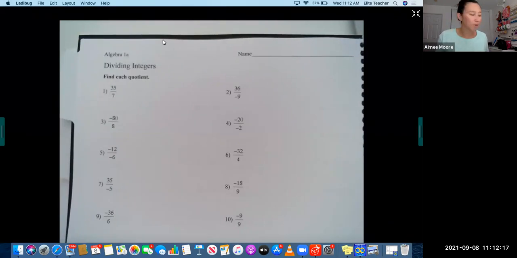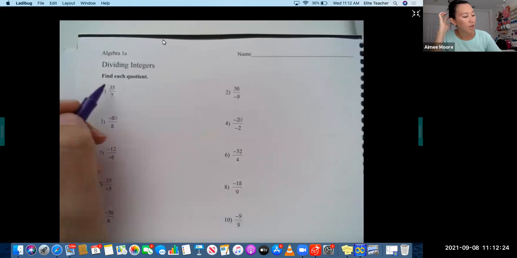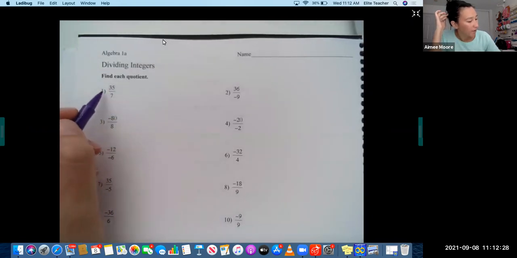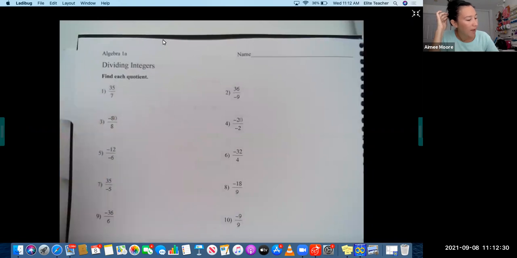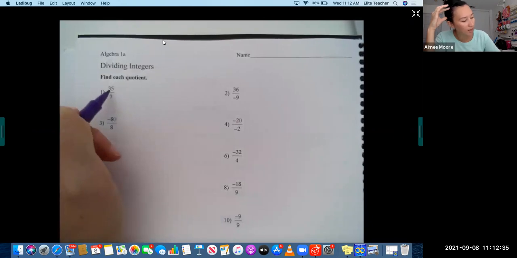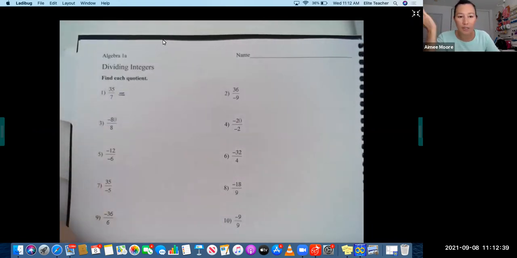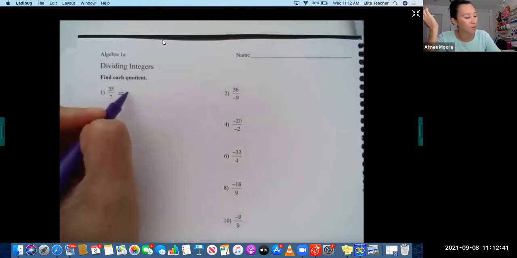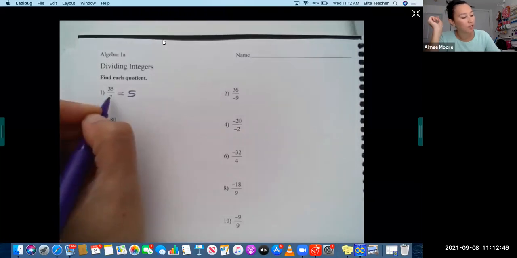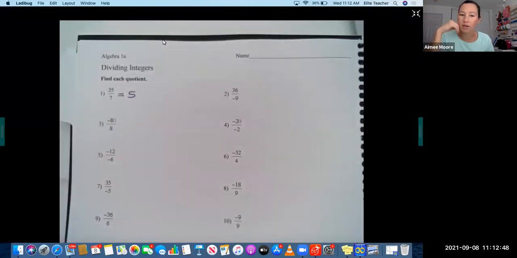Okay, so it helps to keep your notes handy too, so you can reference them as you're working on the assignments. So we're just going to be finding each quotient on this assignment. So we have 35 divided by 7. So we said in our notes, if they are the same sign, then we know that our answer is going to be positive. And so now we just have to ask ourselves, 7 times what would give us 35? And that's 5. And then check your work. 7 times 5 is 35.